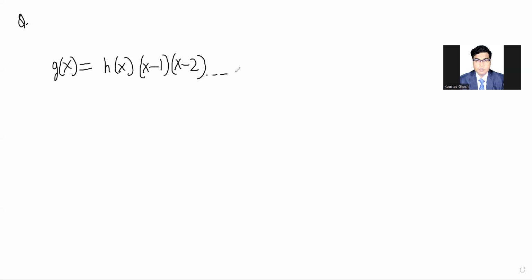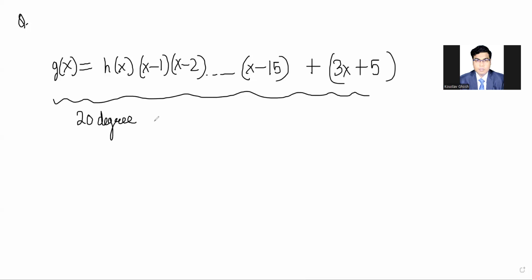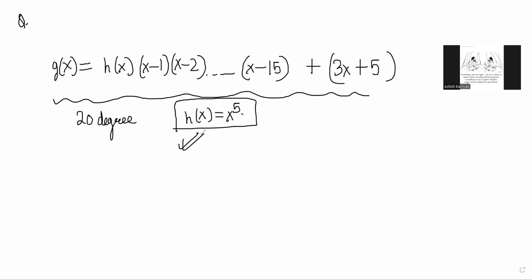For example, let's say G of x. We have made a 20-degree polynomial just now, which fit our situation. But if it is actually quadratic, then it must be differentiable, but again, that is not the polynomial. Suppose this is the situation. This was my 20-degree polynomial where I had taken h of x as x power 5. This was a polynomial and this is differentiable at all of these points.